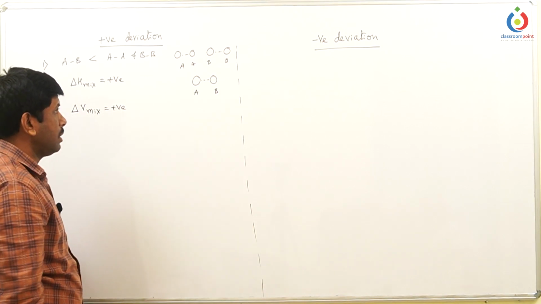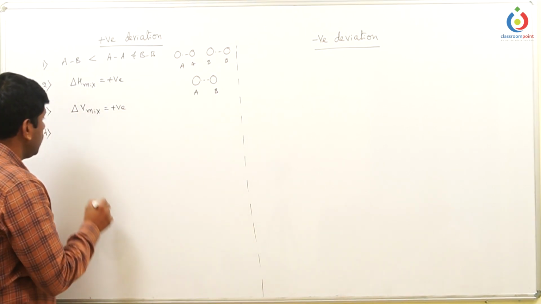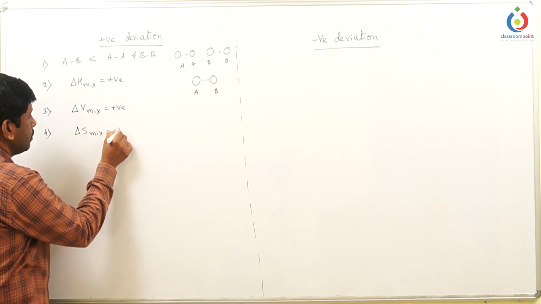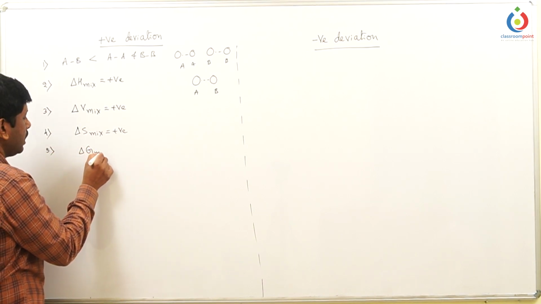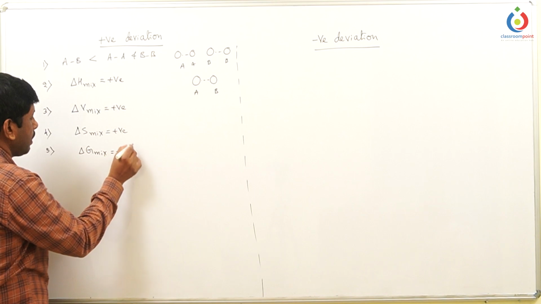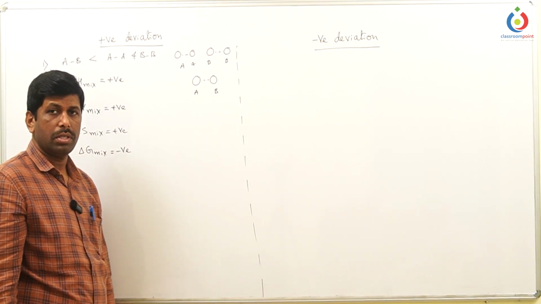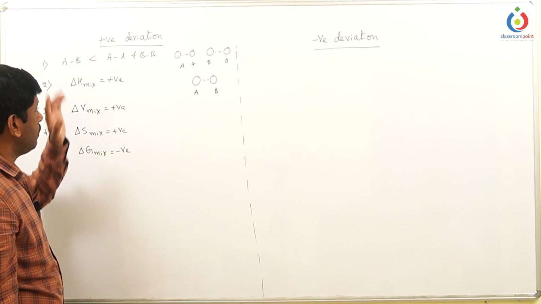And what about the delta S value? Delta S value is always positive for all types of solutions, so we can write down that delta S mixing is positive, and here delta G mixing is the only thermodynamic parameter that is negative. The reason is it is a spontaneous process that is going to mix. Then how is it showing the positive deviation?